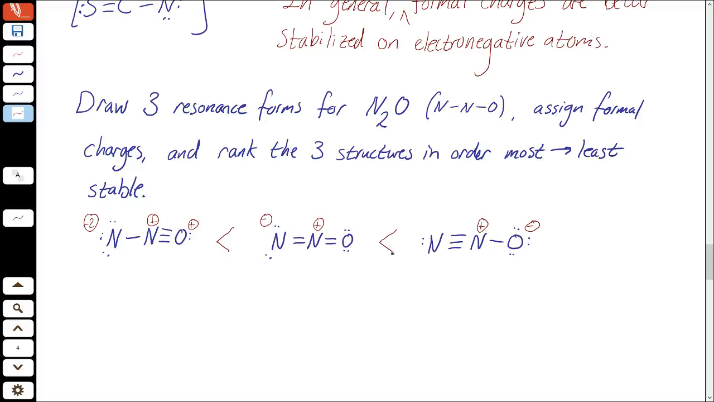So the consequence for the overall structure of N2O then is that it will probably look mostly like the one on the right. Both of these will contribute to the overall structure. So it's not going to be purely an NN triple bond, NO single bond. It's going to be somewhere in between an NN triple bond and an NN double bond, an NO single bond and an NO double bond. And it's probably going to lean more toward that side because that's the more stable. So that's the bigger contributor to the overall average structure.